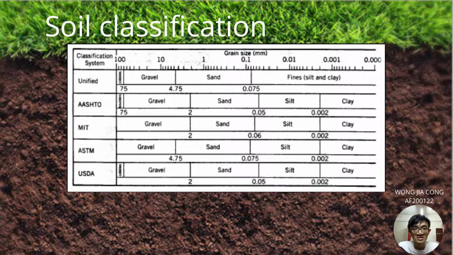In textural classification, the natural soil is classified into gravel, sand, silt, and clay when their particle size can be determined from the sieve analysis method. From the figure, there are five types of classification systems, which are USCS, AASHTO, MIT, ASTM, and USDA.